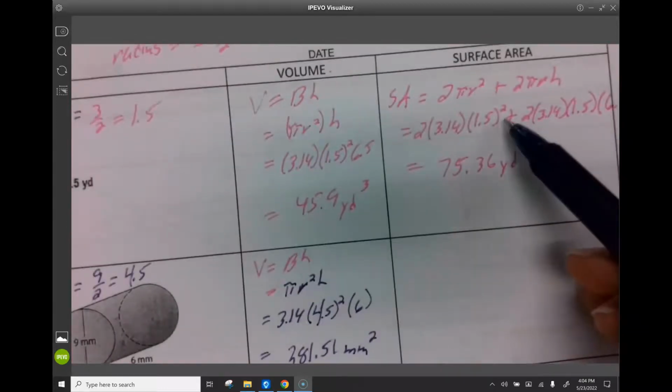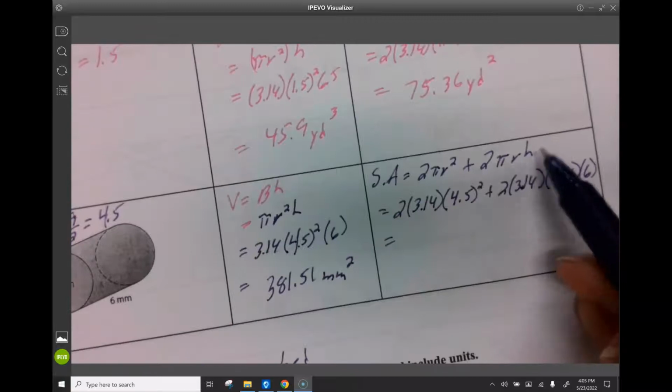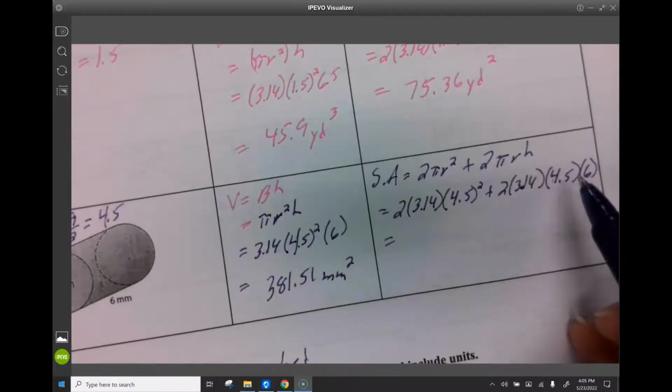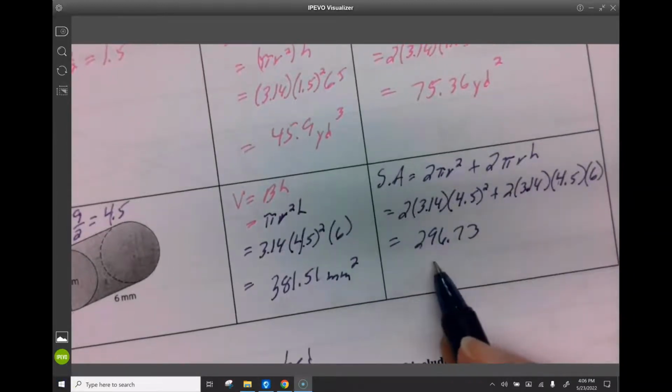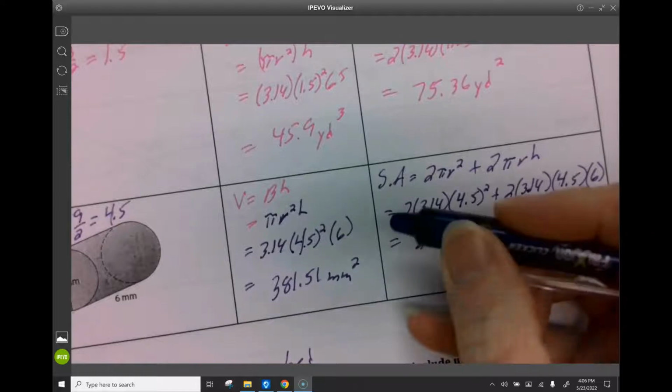And again, use this to refer to if you need to. Okay, go. Using the same formula, we're going to plug it in. Make sure you square the r here, but not there. Take your calculator and find that answer. Go. So when I used my calculator, I came up with the answer as 296.73, and this would be millimeters squared.